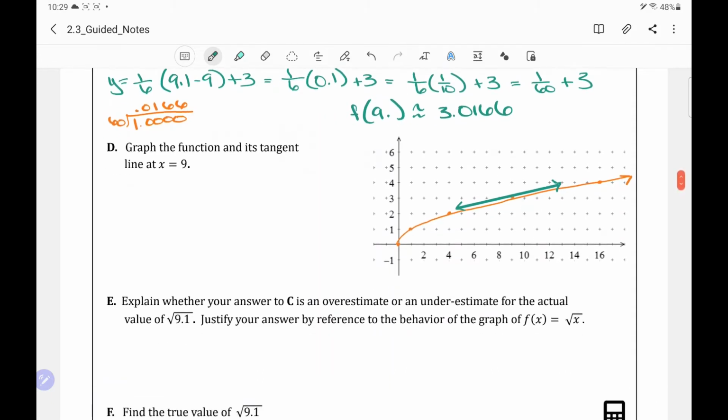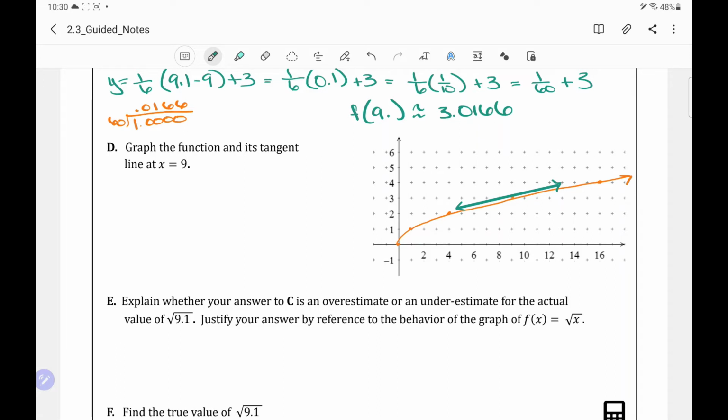Explain whether your answer to C is an overestimate or an underestimate for the actual value of square root of 9.1. So thinking about, based on the graph, justify your answer by reference to the behavior of the graph. I want you to pause and think about this again. Why would your answer be an underestimate or an overestimate? Look at the graph, look at your answer, think about what you know so far about the tangent line, think about all the things we talked about. If you're still not ready to pause, just give it a moment.